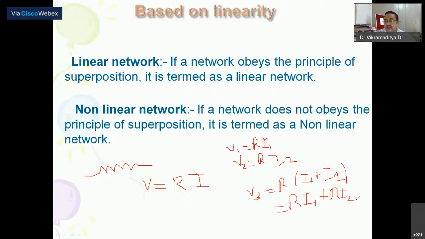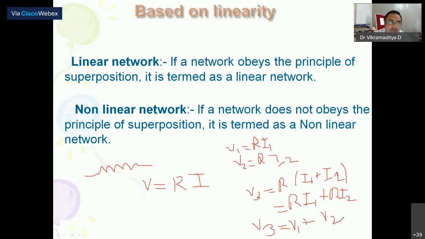Now you compare. What is R I1? R I1 is nothing but V1. And what is R I2? It is nothing but V2. So what I will get ultimately is V3 equal to V1 plus V2. That is very clear. Is there any problem so far? No. Okay. So resistor from now onwards will be considered as a linear element.